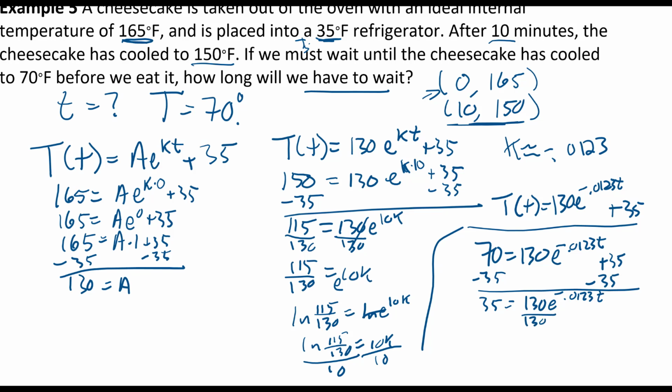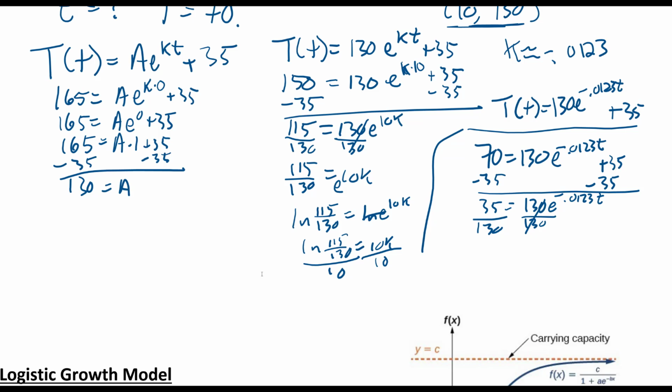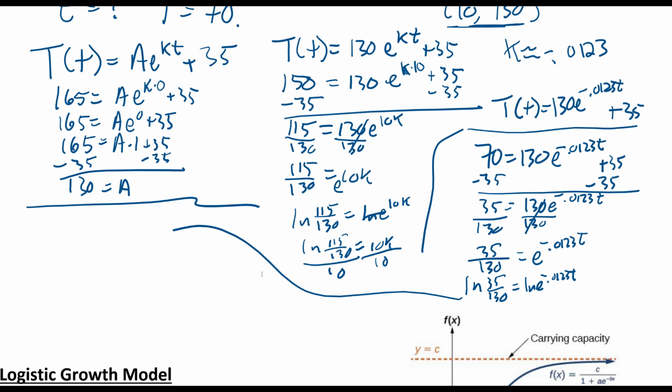Divide by 130. Scroll this down a little bit. And we'd have 35 over 130 equals e to the negative 0.0123 t. Natural log of 35 over 130 equals natural log of e to the negative 0.0123 t. So we'll take this over to here. We would have negative 0.0123 t equals the natural log of 35 over 130, divided by negative 0.0123.